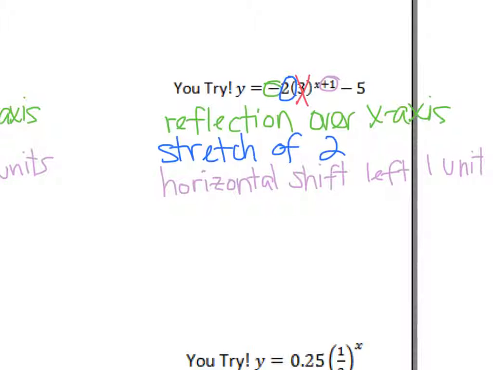And then we also have this minus 5 at the end. Since the minus 5 is not part of the exponent, that means vertical. Vertical does not work on the opposite, it's the same. So it's a vertical shift. Since it's negative, that means down 5 units. So this one had 4 different types of transformations.